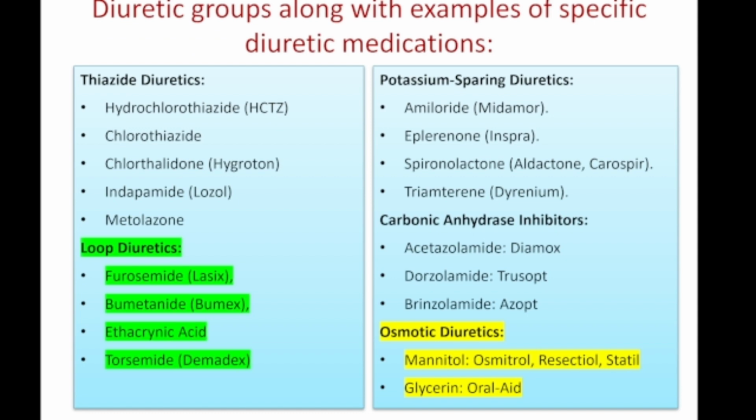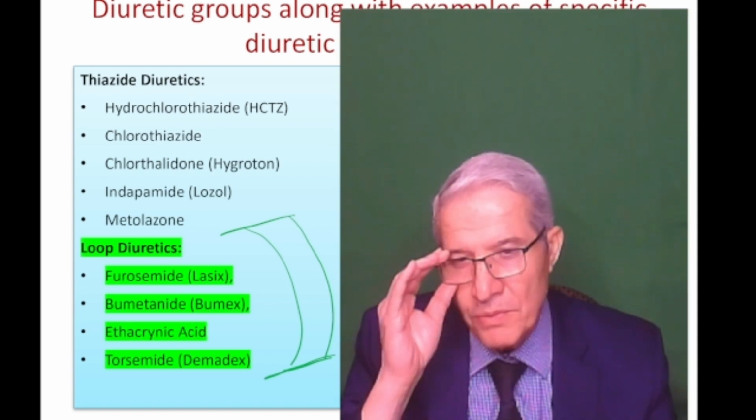Okay. So we're done with the first part, osmotic diuretic. Moving to the second part, a very important group of medication in diuretics, loop diuretics. We have Lasix, furosemide, bumetanide, ethacrynic acid, torsemide. Four medications in this group, so we need you to focus on this group.